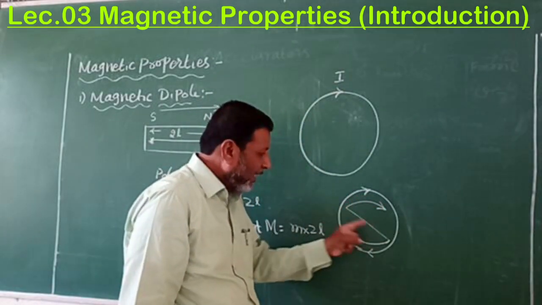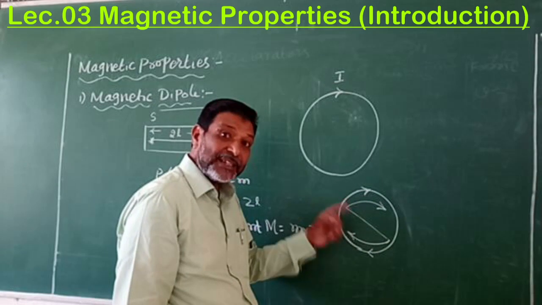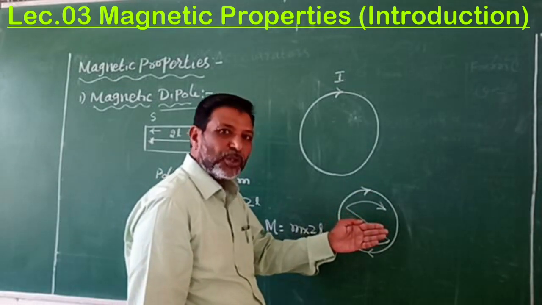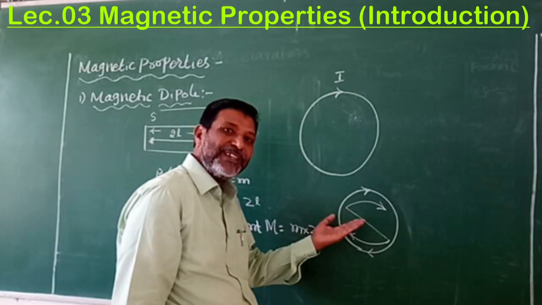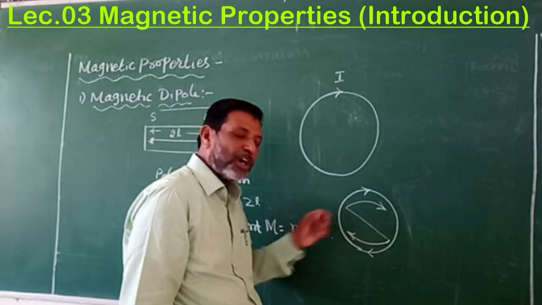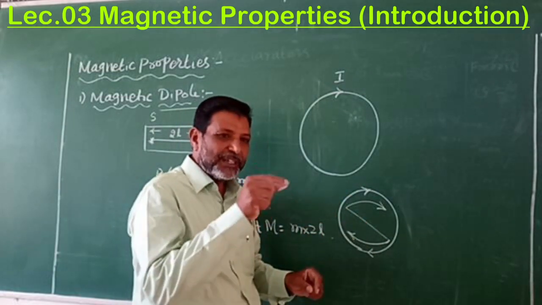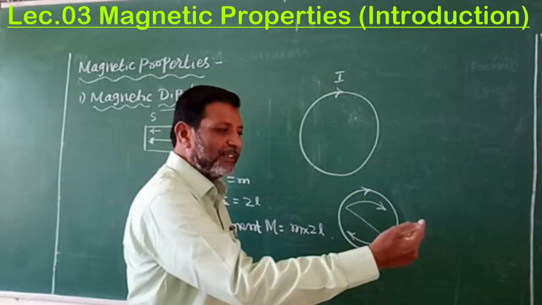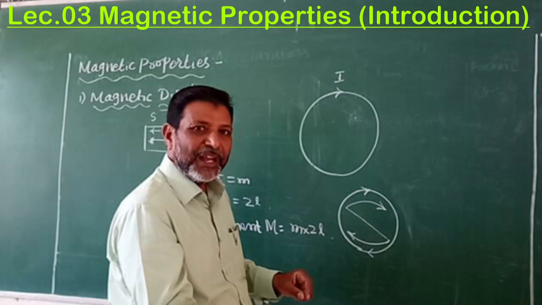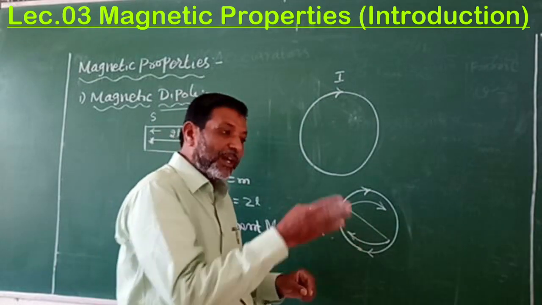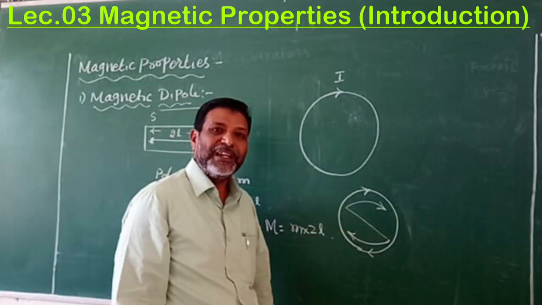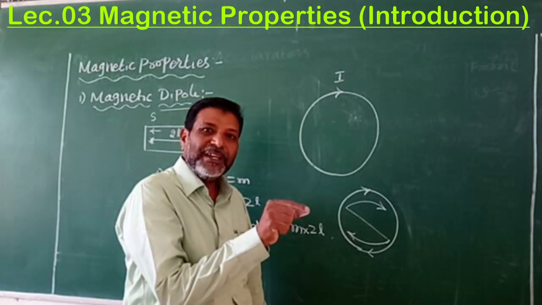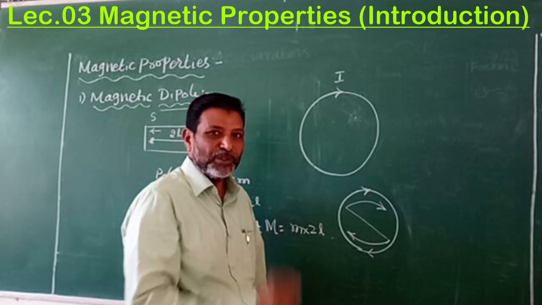It looks like an S type. S type means this face of the circular loop acts like a south pole and its opposite face acts like a north pole. That is, when you consider a circular loop of some thickness and the current is clockwise, this face will act like a south pole and its opposite face will act like a north pole. The thickness of the loop is the distance between the two poles.